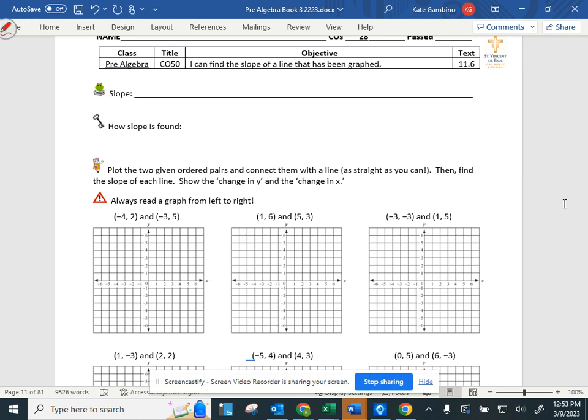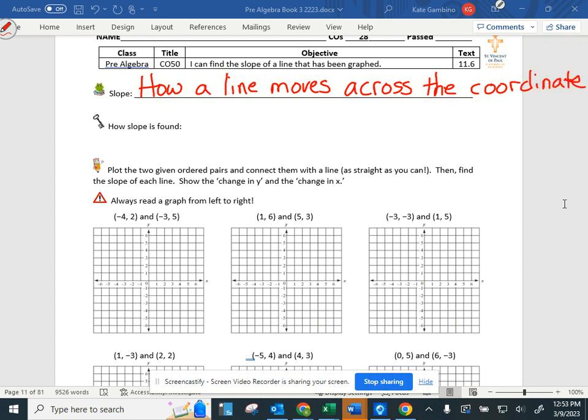So the slope is how a line moves across the coordinate plane. So remember that coordinate plane is our graph.